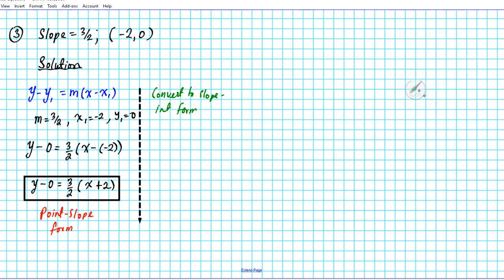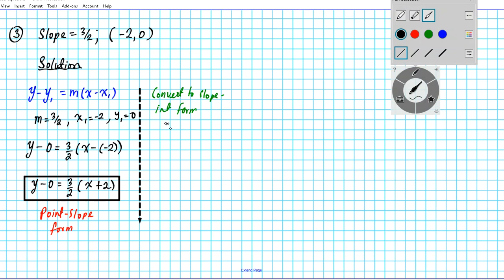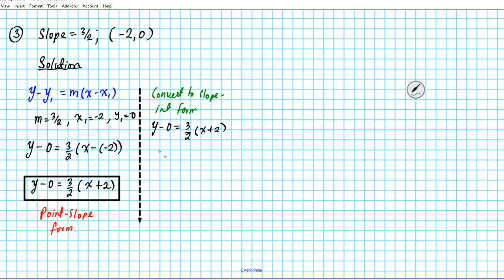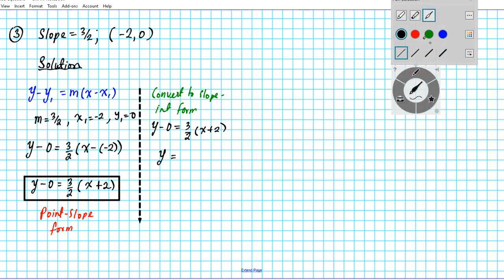Alright, so we'll start with the original line, which is y minus 0, the point slope form. y minus 0 equals 3/2 times x plus 2. And we're going to simplify. Okay, so y minus 0 is just y. And then 3/2, we have to distribute. Okay, so we're going to distribute this 3/2 to x and positive 2.